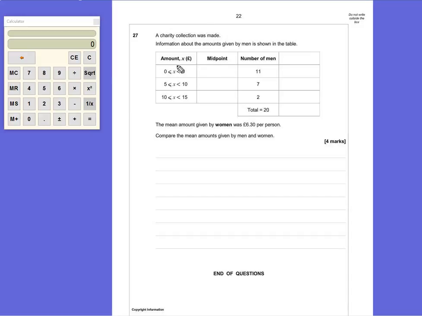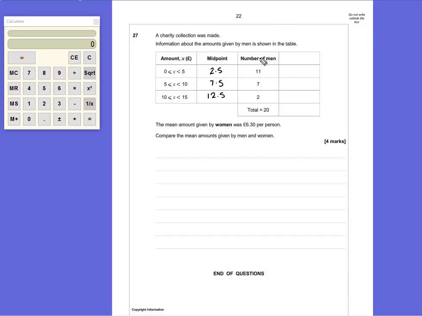Now, a midpoint is given as the value that lies between the beginning and the end of each group. So between 0 and 5, this would be 2.5. Between 5 and 10, 7.5. And between 10 and 15, this is 12.5.